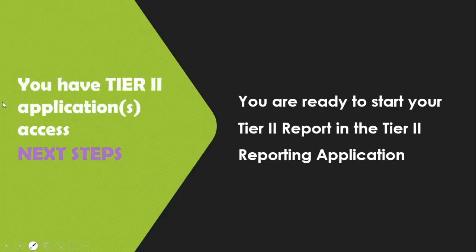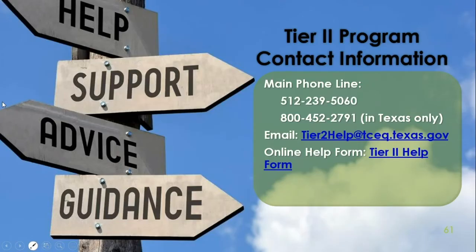So once you've completed these steps, you now have access to the Tier 2 reporting and Tier 2 core data applications, and you're ready to move on to the next steps. If you have any questions over this process, this is the Tier 2 program contact information. You have the Tier 2 main line, as well as a 1-800 number. Keep in mind this is valid for in-Texas residents only.